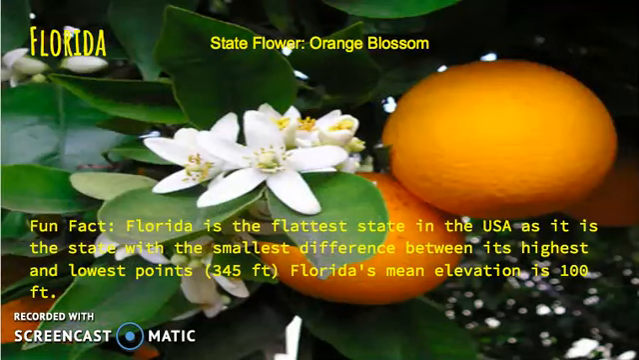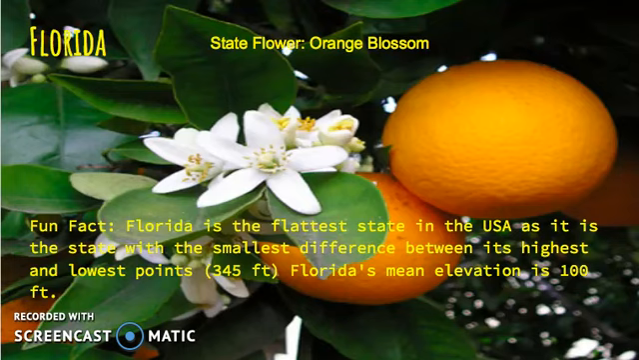And then I did Florida, and its state flower is the orange blossom, shown right here. It's not the actual orange. A fun fact about Florida: it is the flattest state in the U.S., and that means it has the smallest difference between the highest point and the lowest point, and that difference is 345 feet, with a mean elevation of 100 feet.